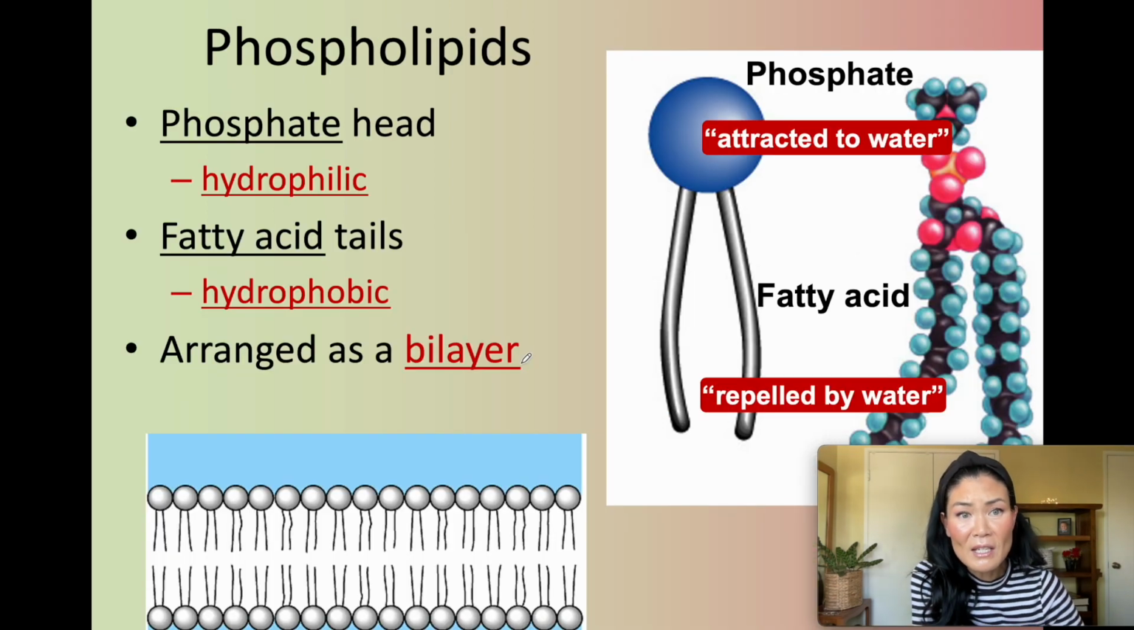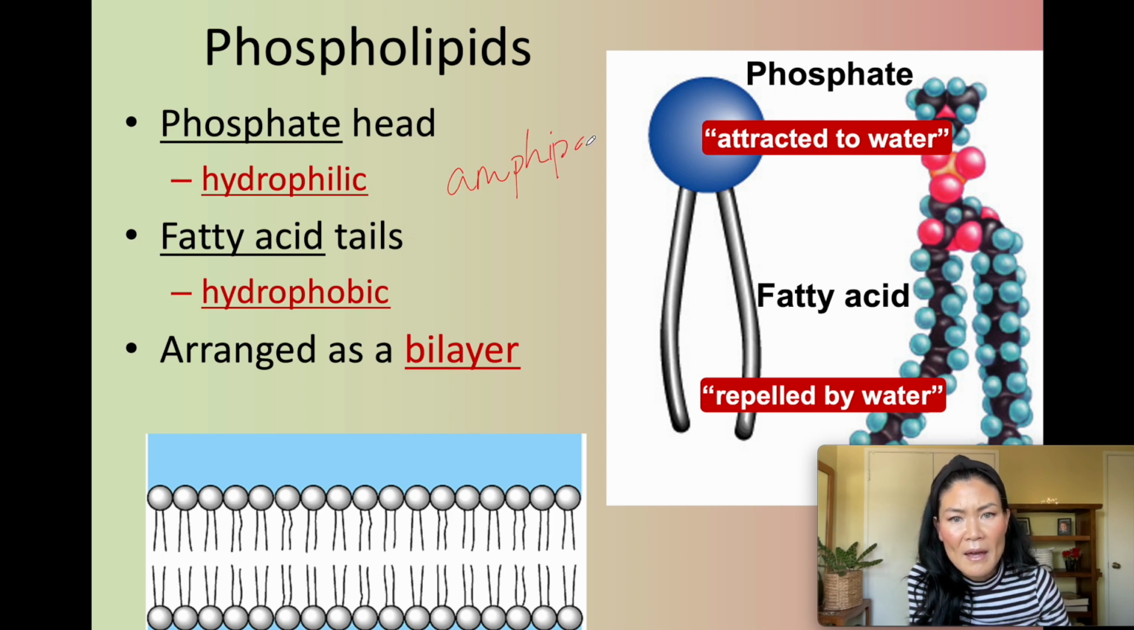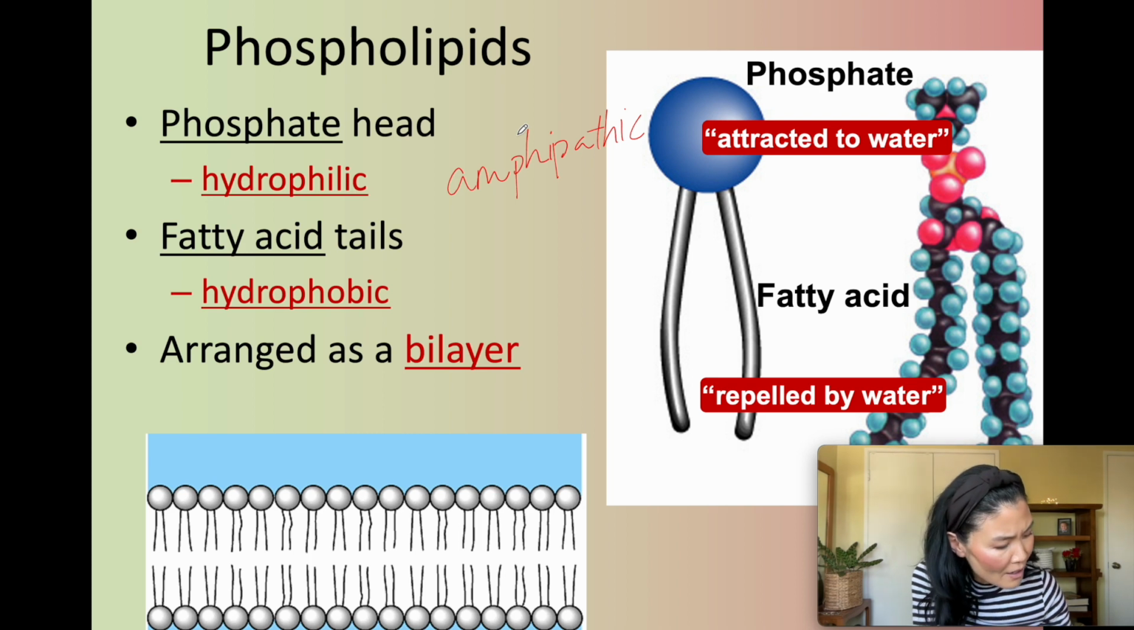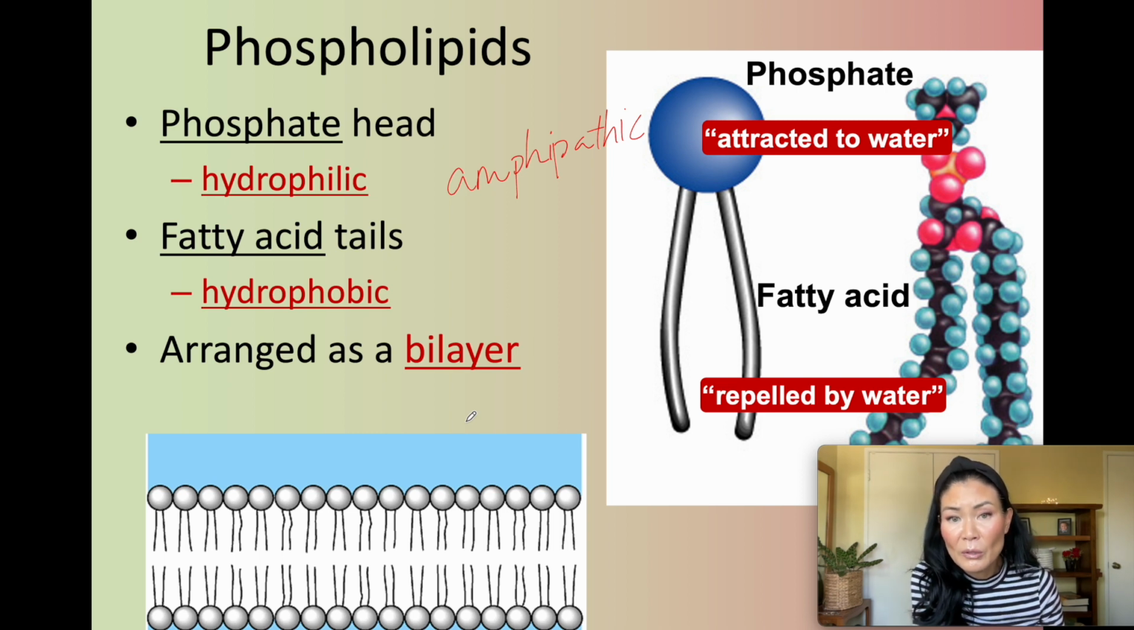So the first thing that we need to talk about is phospholipids, because phospholipids make up most of the cell membrane, the plasma membrane. Phospholipids are said to be amphipathic. Let me just go ahead and spell that for you. Amphipathic. Okay, amphipathic, because it's a molecule that has both hydrophilic and hydrophobic parts. It has a part that is polar, and it has a part that is nonpolar, okay?